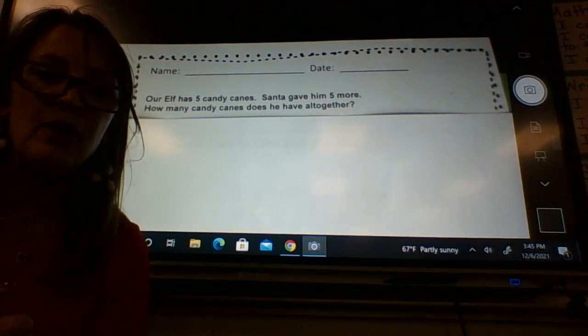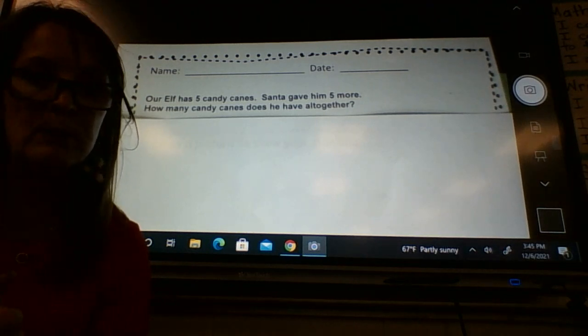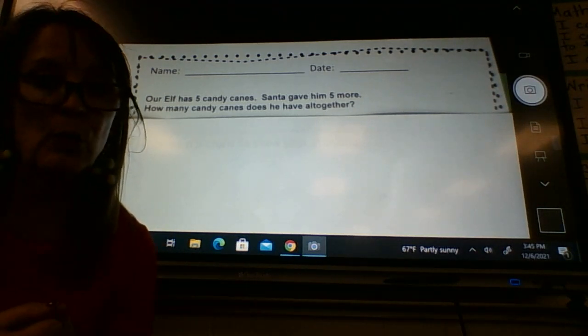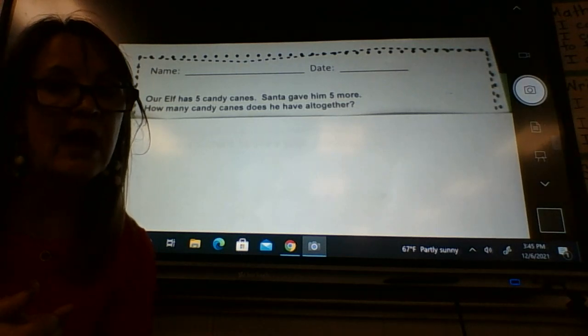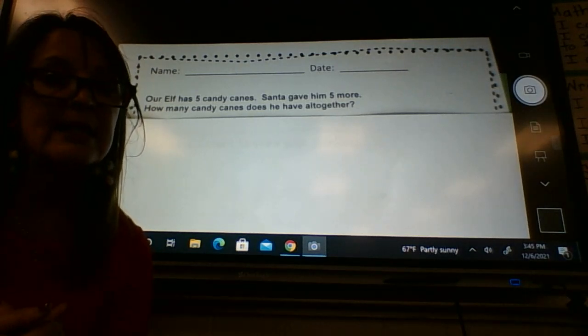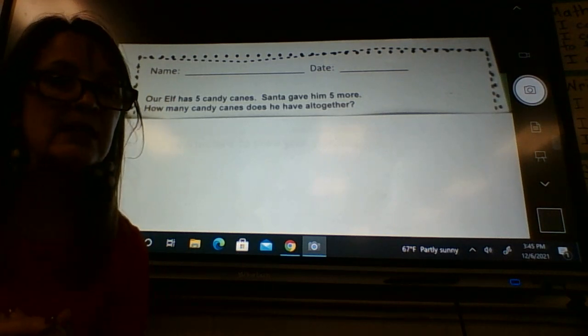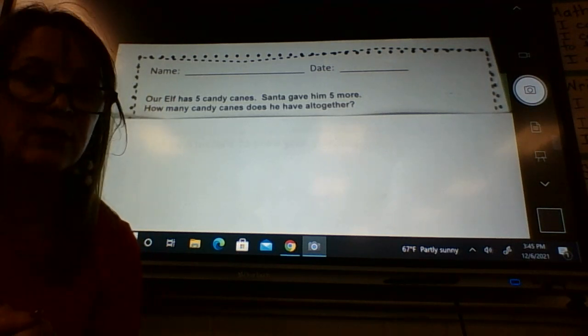Tonight we're going to be working on how to solve story problems with our kinders. So we start with our story problem. Our elf has 5 candy canes. Santa gave him 5 more. How many candy canes does he have all together?